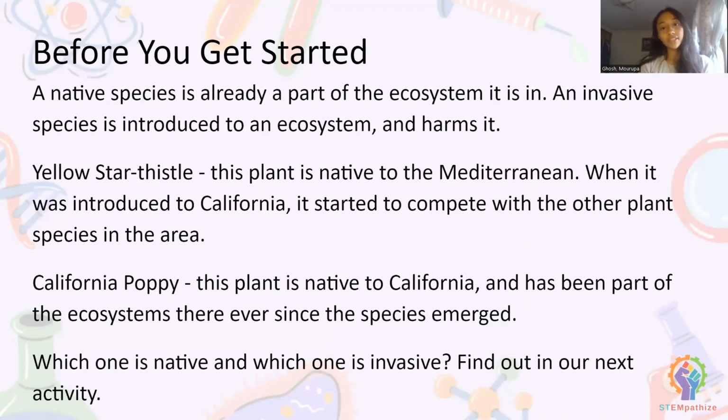So before we get started, a native species is already part of the ecosystem it's in. An invasive species is introduced to an ecosystem and harms it. The yellow star thistle is a plant native to the Mediterranean. When it was introduced to California, it started to compete with the other plant species found in the area. On the other hand, the California poppy is native to California, and it's been part of those ecosystems ever since the species emerged. Which one's native and which one's invasive? Find out in our next activity.